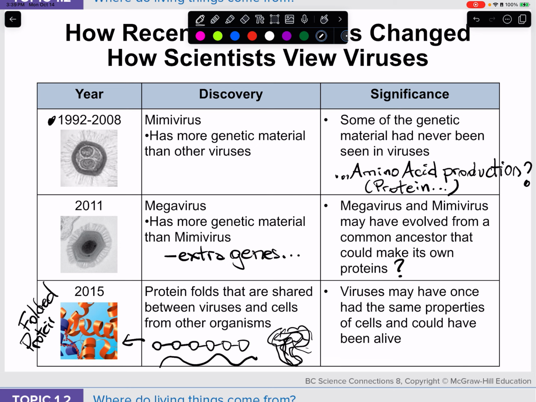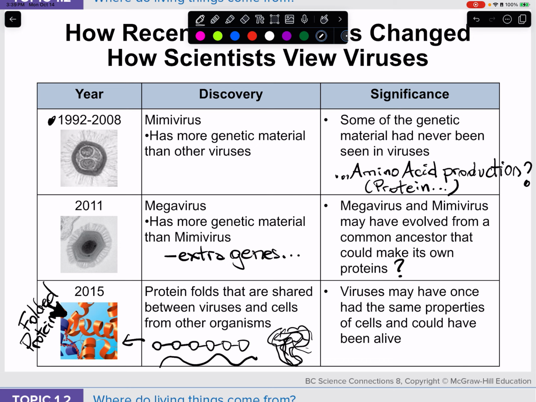So when we look at the folding, over here, we're like, okay, folded protein, that's something that cells do. This is how we make insulin, kids. But if we find protein folds that are shared between viruses and cells, it's like, what? Huh? These are common properties.